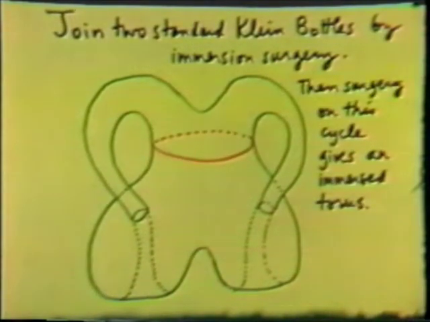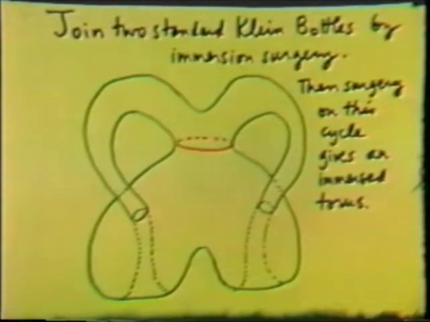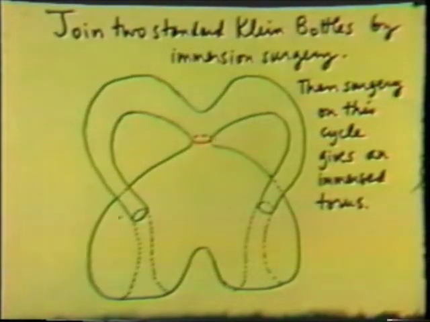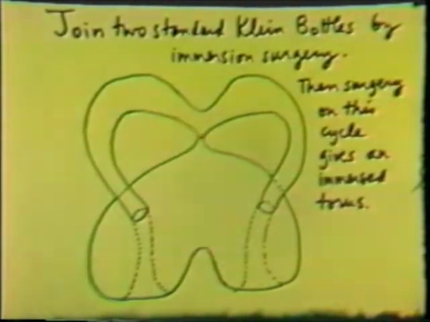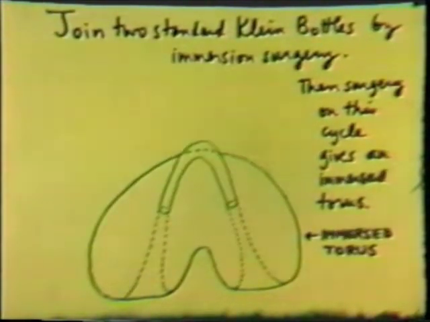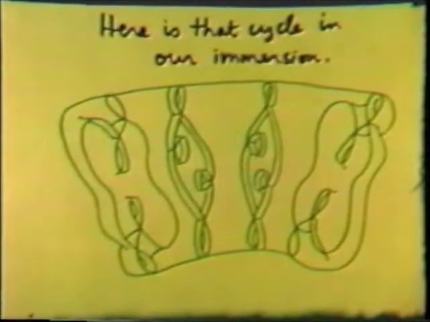Then surgery on this cycle gives an immersed torus. The cycle is disappearing. Now we have an immersed torus. This torus is regularly homotopic to an embedding. The torus now bounds its interior and is consequently immersion-cobordant to 0. Here is that cycle in our immersion.